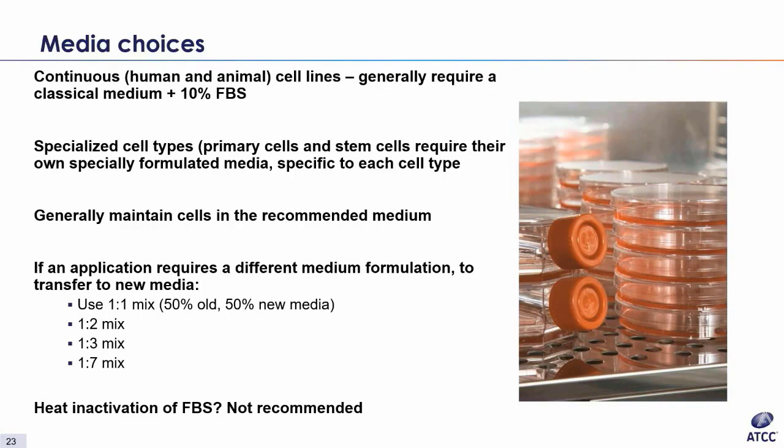So in general, continuous cell lines use a classical cell culture medium, such as DMEM, RPMI 1640, etc., usually with 10% FBS. More specialized cell types like primary cells, hTERT cell lines, and stem cells tend to require more specialized media. It is generally recommended to maintain cells in the same medium, but if transferring to a new medium, it should be done gradually with a 50-50 mix of old and new, eventually reaching the new medium entirely.